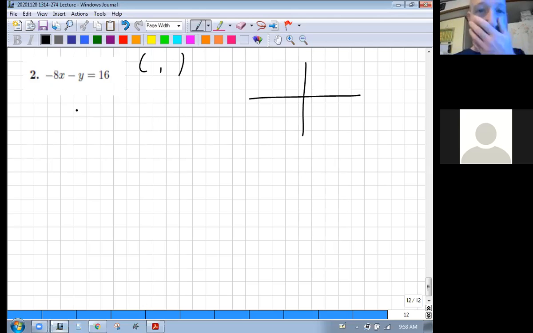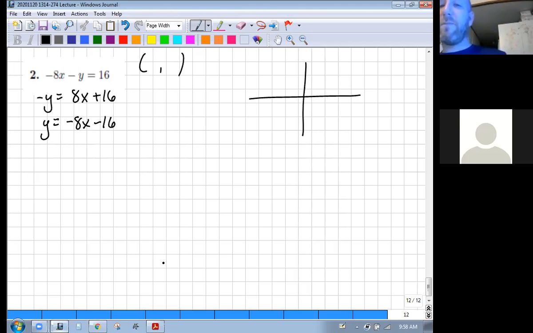So one way to do this is put it in slope-intercept form. That's the way I like to do it. So if we add 8x to both sides, we get this. Multiply through by a minus. All right, now it looks more like a function. To find one solution, let's plug in a 0 for x. If you plug in a 0, then y is negative 16. So that's one solution, and we can plot it down here at negative 16. The y-intercept, right? That's one solution.